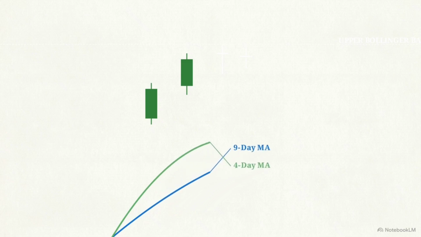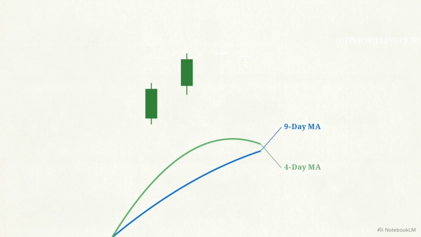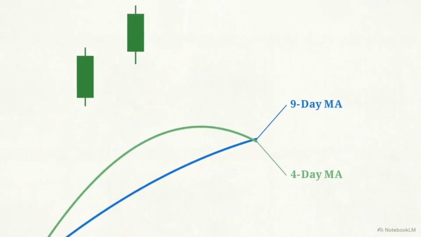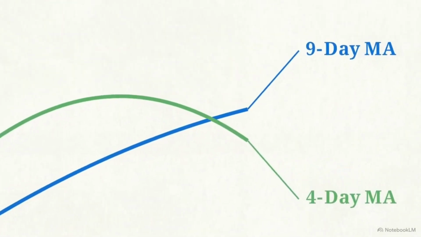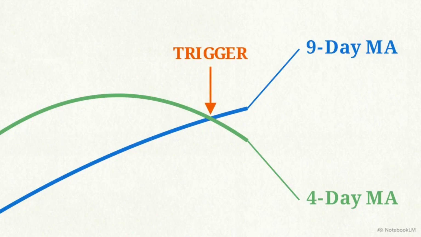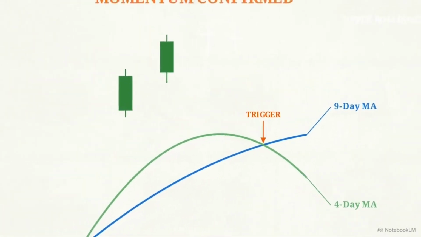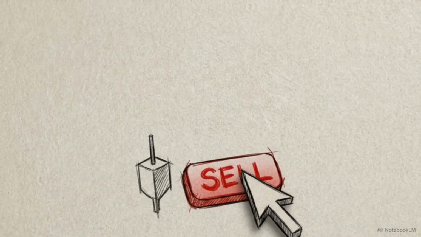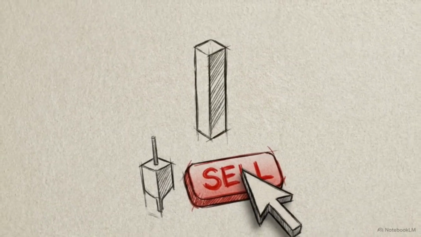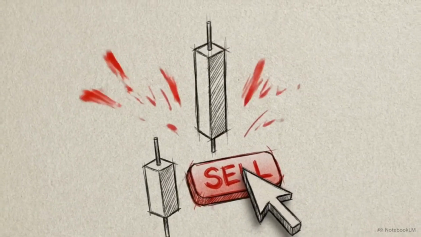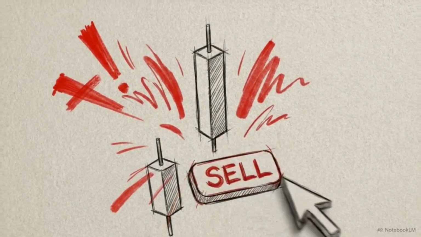Validation arrives in the days immediately following. The 4-day moving average crosses sharply below the 9-day line. This micro crossover serves as the final trigger, locking in concrete downward momentum to back up the candlestick's anticipatory warning. Failing to enforce this rule turns a valuable edge into a premature trap. Waiting for that confirmation protects your capital from false reversals.